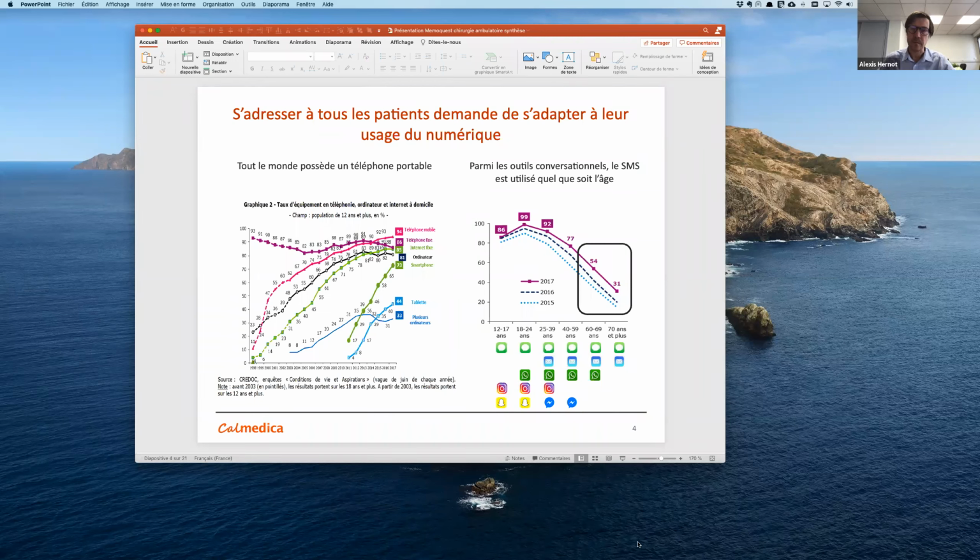So if we come back to the slide, you see that half of the old people do not have smartphones. So the first conclusion is that if I use a smartphone, I will not be able to target half of my target population. Second point, question of usage. Those who do use the smartphone, what type of tools do they use?